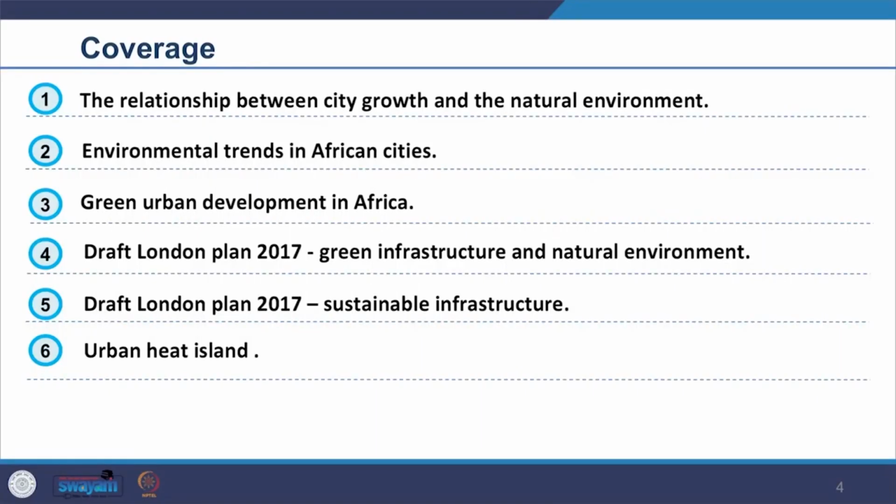Accordingly, our coverage would include the relationship between city growth and the natural environment. We are going to study that. Further, we're going to look at the environmental trends in African cities. We'll look at green urban development in Africa. What is the approach they are suggesting? Further, we'll look at the draft London plan, where they have worked on the green infrastructure and natural environment, and also look at the sustainable infrastructure part of the London plan. In the end, we'll briefly touch upon Urban Heat Island.